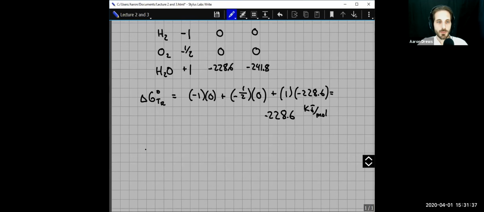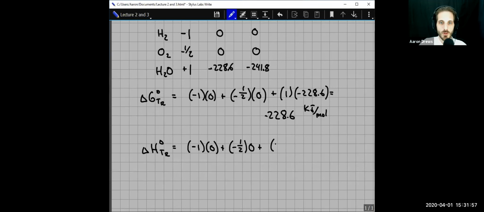Same thing with delta H sub TR with a circle. The first two are going to be effectively 0. I'll have -1 times 0 and a -1/2 times 0. Did I mess that up again? No, I wrote it right. Yeah. -1/2 times 0 plus a 1 times a -241.8. And so our delta H is going to be equal to -241.8 kilojoules per mole.